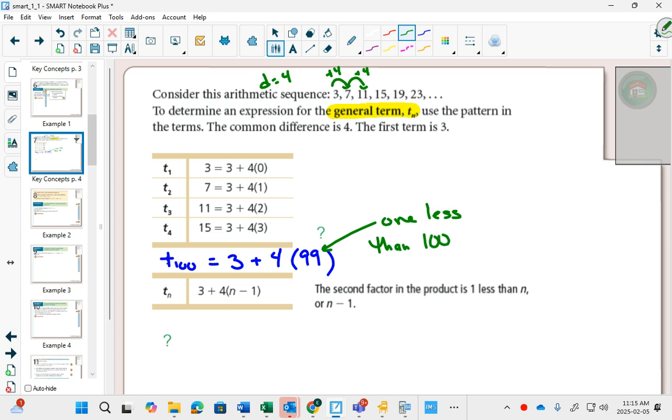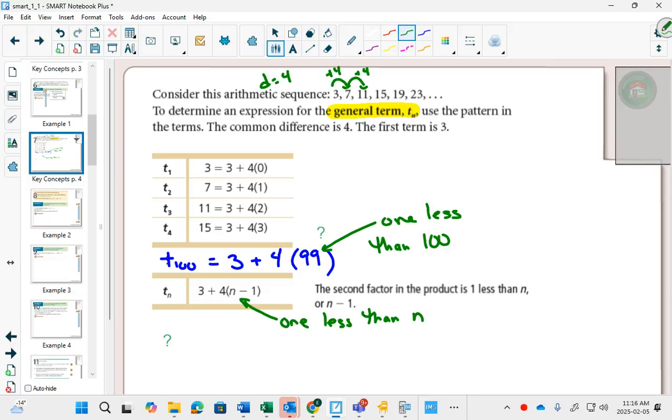Do you see that the pattern is that you're always adding the common difference 1 less than what you want to find? If you wanted to find term 4, you only had to add the common difference 3 times. So if you want to find 100, you're going to have to start with term 1 and add the common difference 1 less than 100. When you choose n, does it make sense that this has to be 1 less than n?